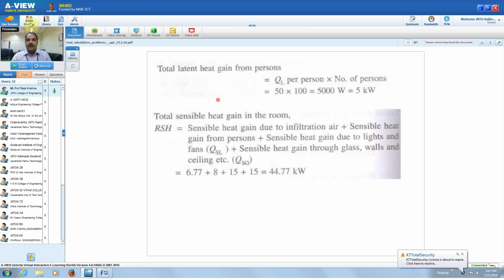The total latent heat gain from the person is Q into the number of persons. That is the latent heat the person will give: 50 into 105, which is kilowatts.